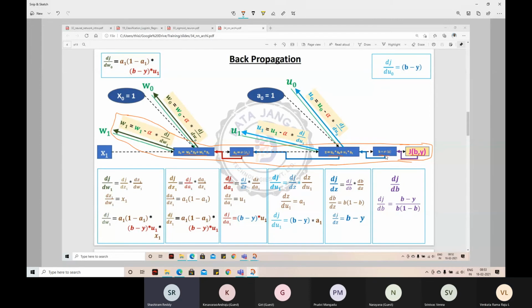W and W0 are weights in the first step, and U1 and U0 are the weights in the second step. Second layer. This is the first layer, this is the second layer. This is the output layer, this is the hidden layer.